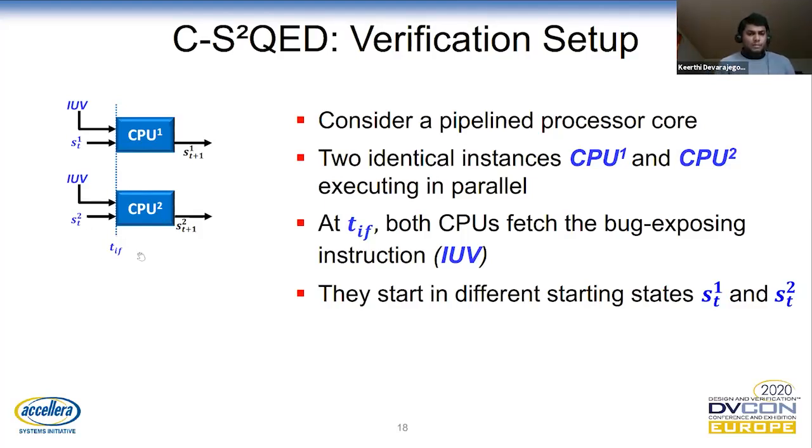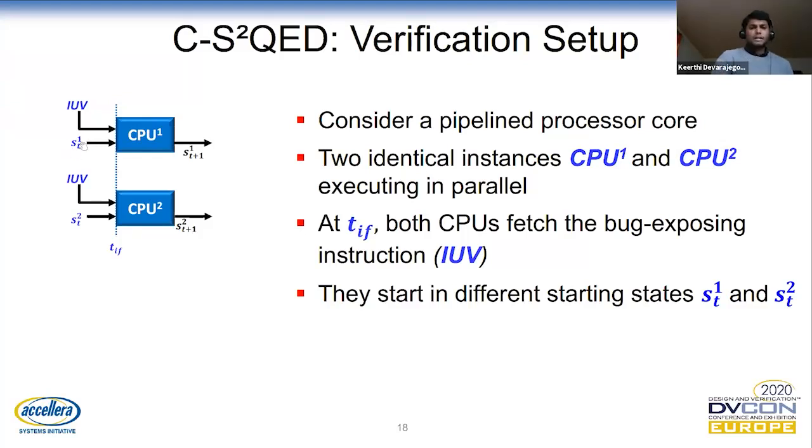And at an arbitrary time point T_IF, where IF stands for instruction fetch, they fetch the same instruction. Here IUV stands for instruction under verification. From our examples of the processor bugs, this instruction under verification is the instruction that propagates the bug into a program visible register. And the only difference between these two instances is that they are configured to start from different states.